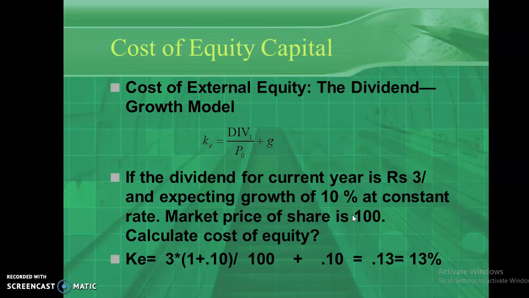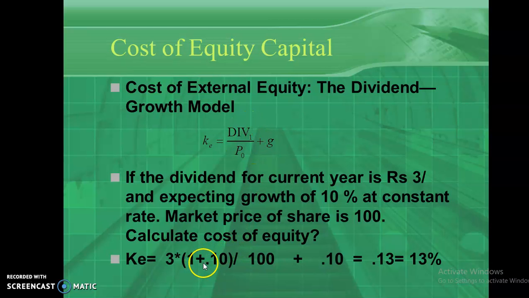Let's look into a simple example here. If the dividend for the current year is rupees 3 and we are expecting growth of 10% at a constant rate, and the market price per share is 100, calculate the cost of equity. So now the dividend per share is given, that's 3 rupees. This is the current year dividend, and DIV1 is the next year dividend. How can you calculate the next year dividend? The current year dividend into 1 plus the growth rate is known as next year dividend.